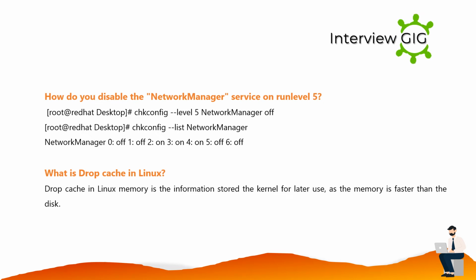How do you disable the Network Manager service on run level 5? root@red.desktop # chkconfig --level 5 NetworkManager off. root@red.desktop # chkconfig --list NetworkManager. NetworkManager 0:off 1:off 2:on 3:on 4:on 5:off 6:off.